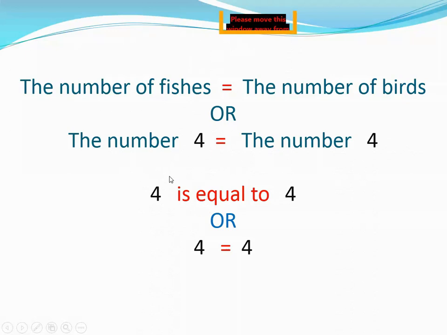How to write it in mathematics? 4 equal to 4. This sign shows the equality, the same amount of the number. So 4 fishes are equal to 4 birds. In mathematics, we write 4 equal to 4. When the numbers are the same, we put the sign equal to. Are you getting my point, students? Yes, I hope. 4 equal to 4 because the numbers are the same. So we put here the equal to sign.